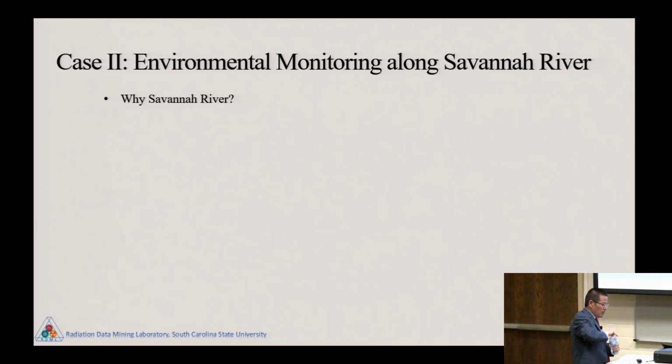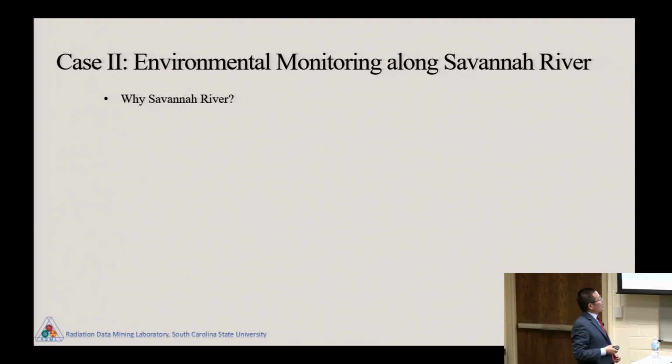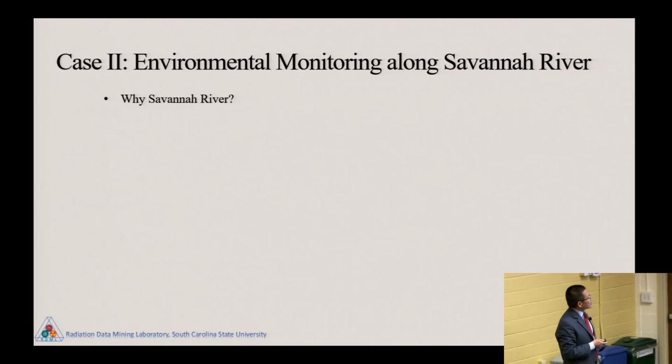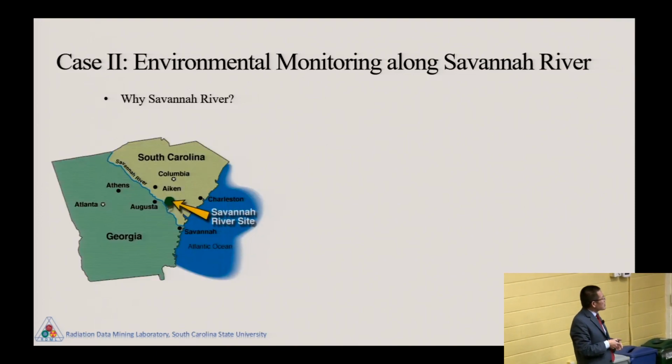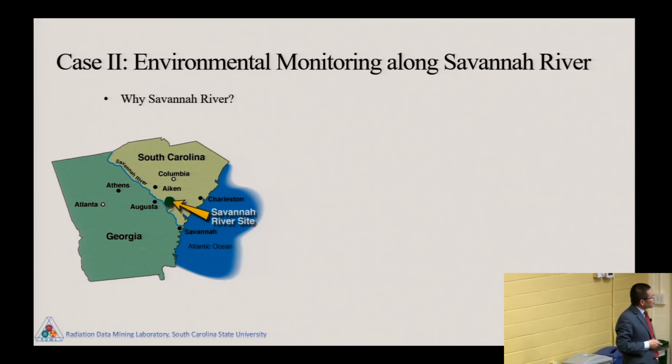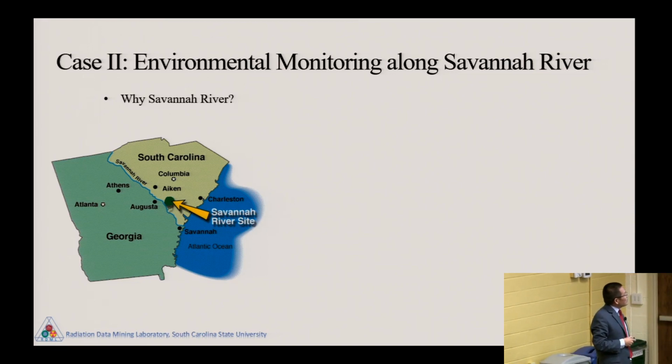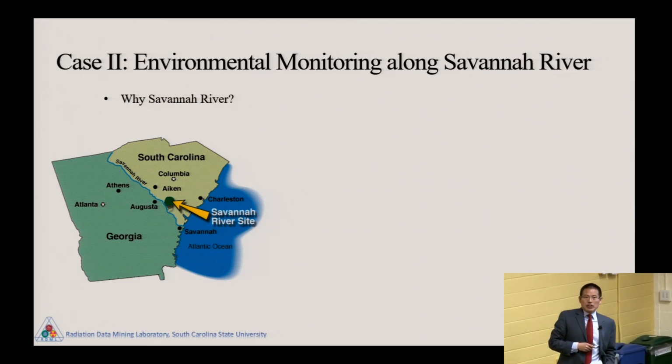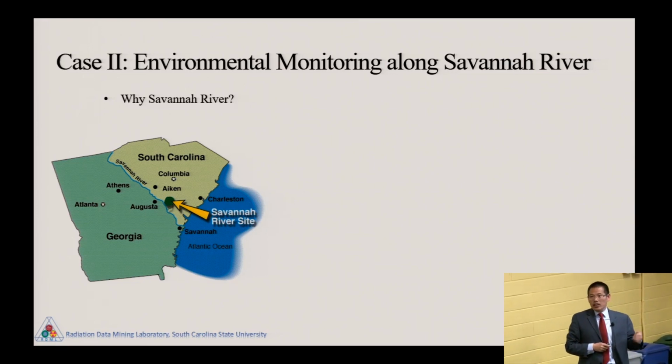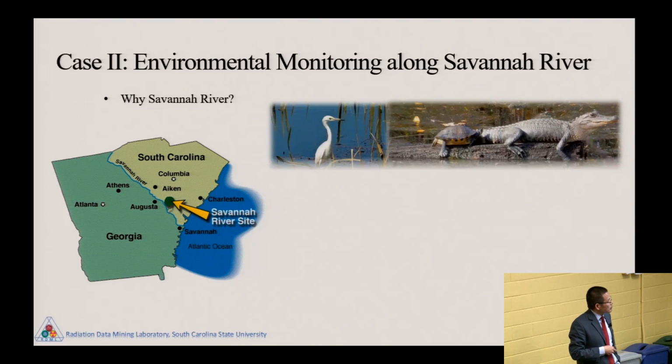We do environmental monitoring along the Savannah River. Why do we study the Savannah River? Of course, this is the Savannah River. It's right at the edge of Georgia and South Carolina. And here is Aiken, and here is the Savannah River Site. Because of the Cold War, it was a nuclear bomb plant. It produced hydrogen bombs and other radioactive material.